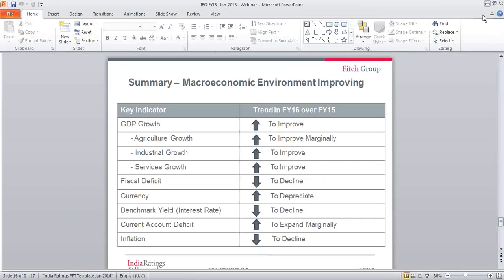The first question here is, despite a new and stable government and improved business sentiment at the ground level, investment is not picking up. Why do you think so?